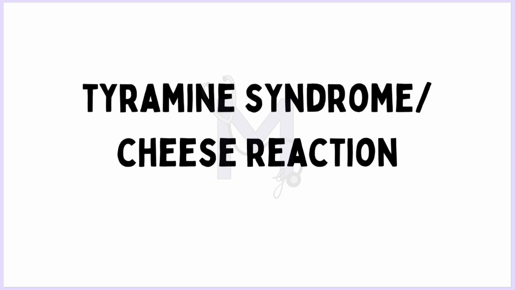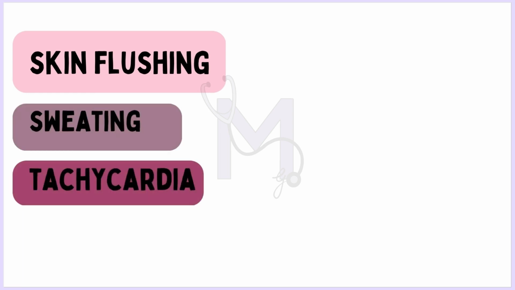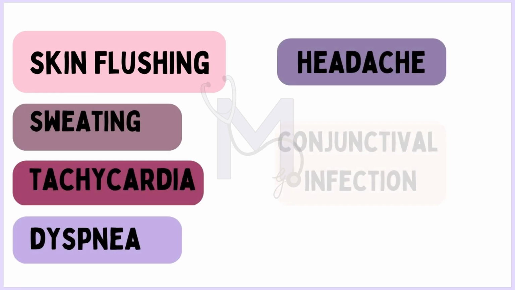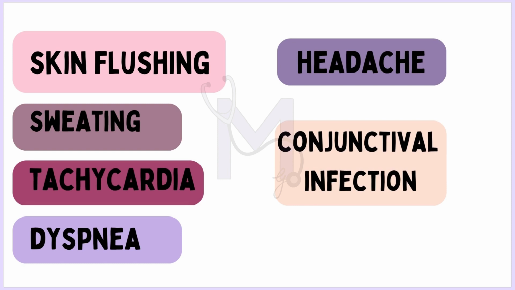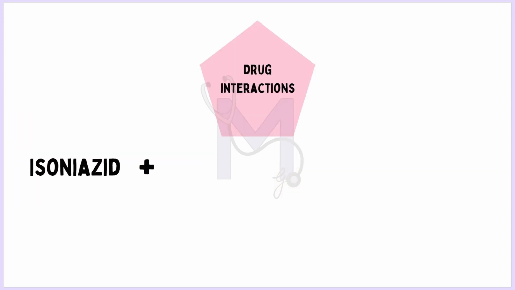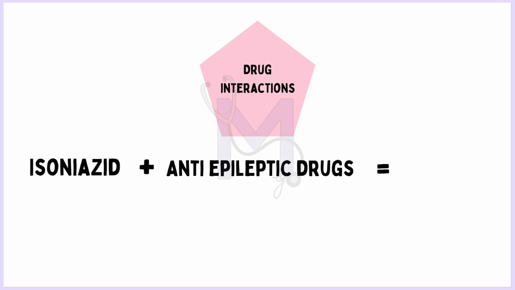So what happened here? This reaction to cheese represents what is known as tyramine syndrome or cheese reaction. It is characterized by skin flushing, sweating, tachycardia, dyspnea, headaches, and conjunctival infections. Isoniazid interacts with anti-epileptic drugs like phenytoin and carbamazepine and may increase their serum levels.